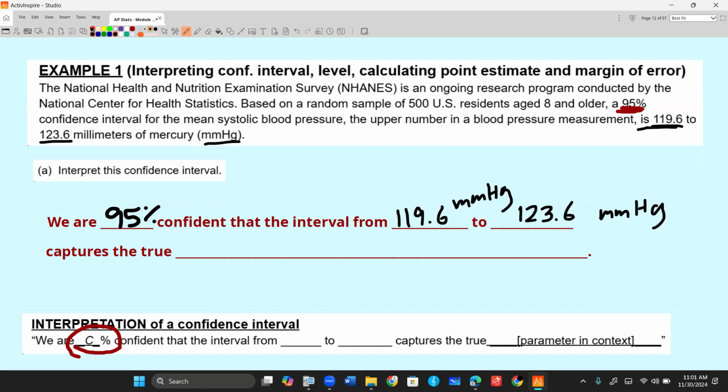Captures the true. And then from that part, we just go back to the context of the problem. So we're going to look for what we're looking for. Mean systolic blood pressure is what we're looking for. So mean systolic blood pressure is what we're going to write.